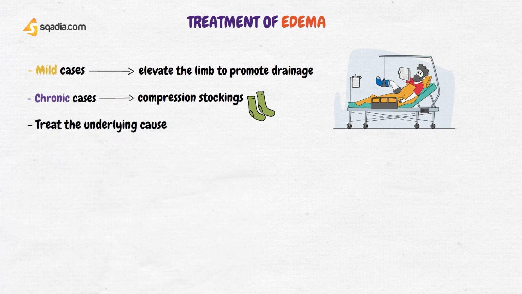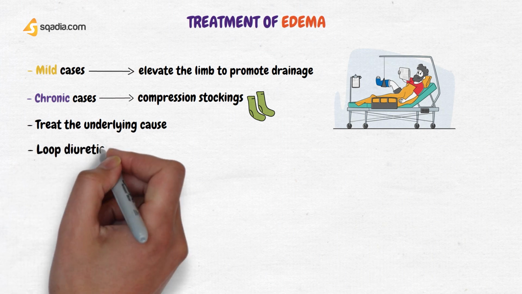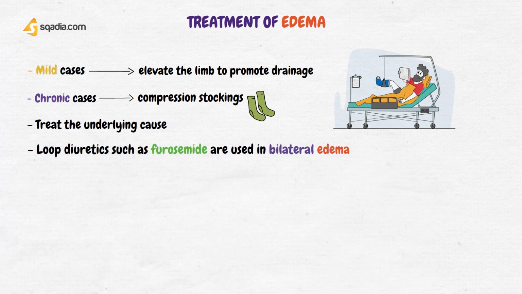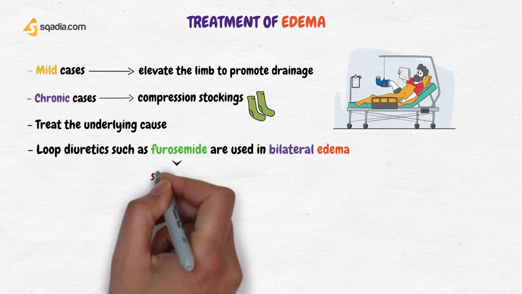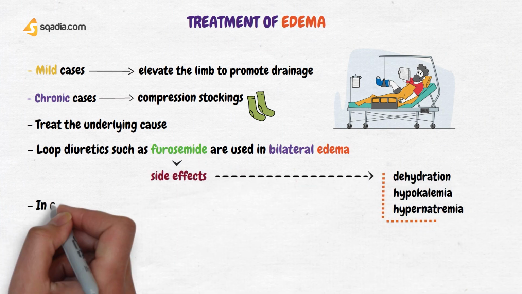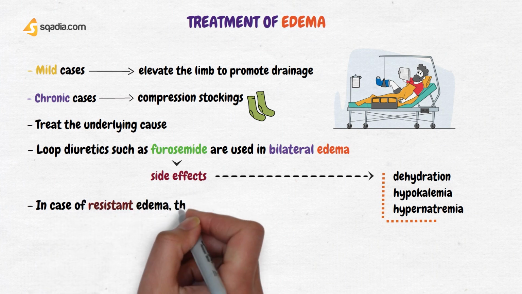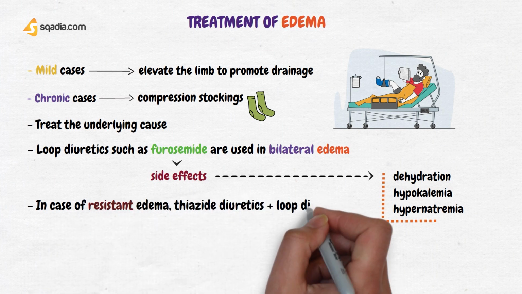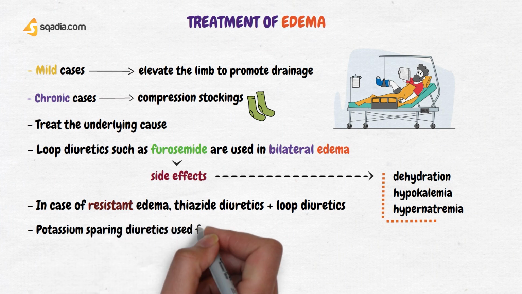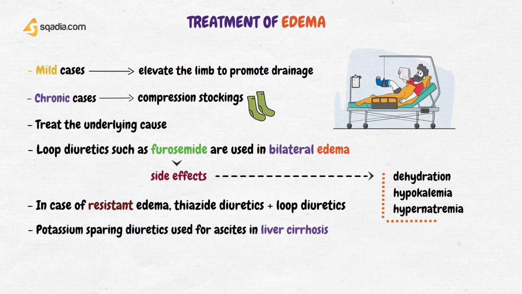Loop diuretics are given intravenously or orally to reduce the edema by draining fluid from the body, keeping in mind side effects of long-term use such as dehydration, hypokalemia, and hypernatremia. Loop diuretics can also be combined with thiazide diuretics for added effect. In some conditions, potassium-sparing diuretics such as spironolactone are used, such as for ascites and liver cirrhosis.